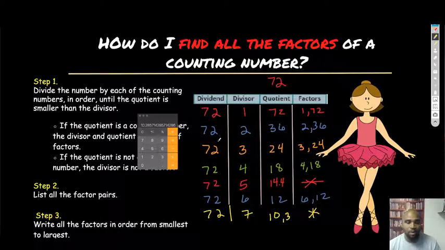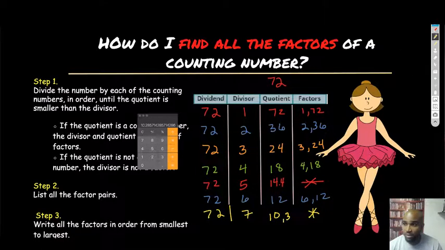We're going to keep on going until a divisor number is bigger than the quotient. Right now, the divisor is smaller: 3 is smaller than 24, 4 is smaller than 18, 5 is smaller than 14. Really, we're just trying to avoid repeating ourselves, because a second ago those numbers started repeating. As soon as they flip around again, we no longer need to repeat the same numbers.